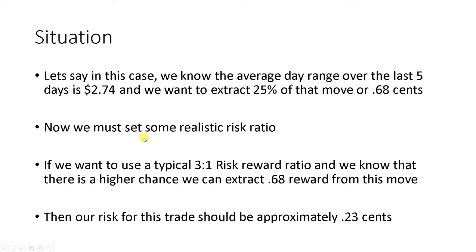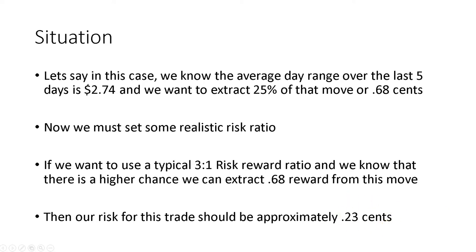Now we must set some realistic risk reward ratios. So we want to achieve a typical risk reward ratio of 3 to 1, and we know that there's a high chance of us extracting 68 cents from this reward on the move. Then our risk on this particular trade has to be set at approximately 23 cents.